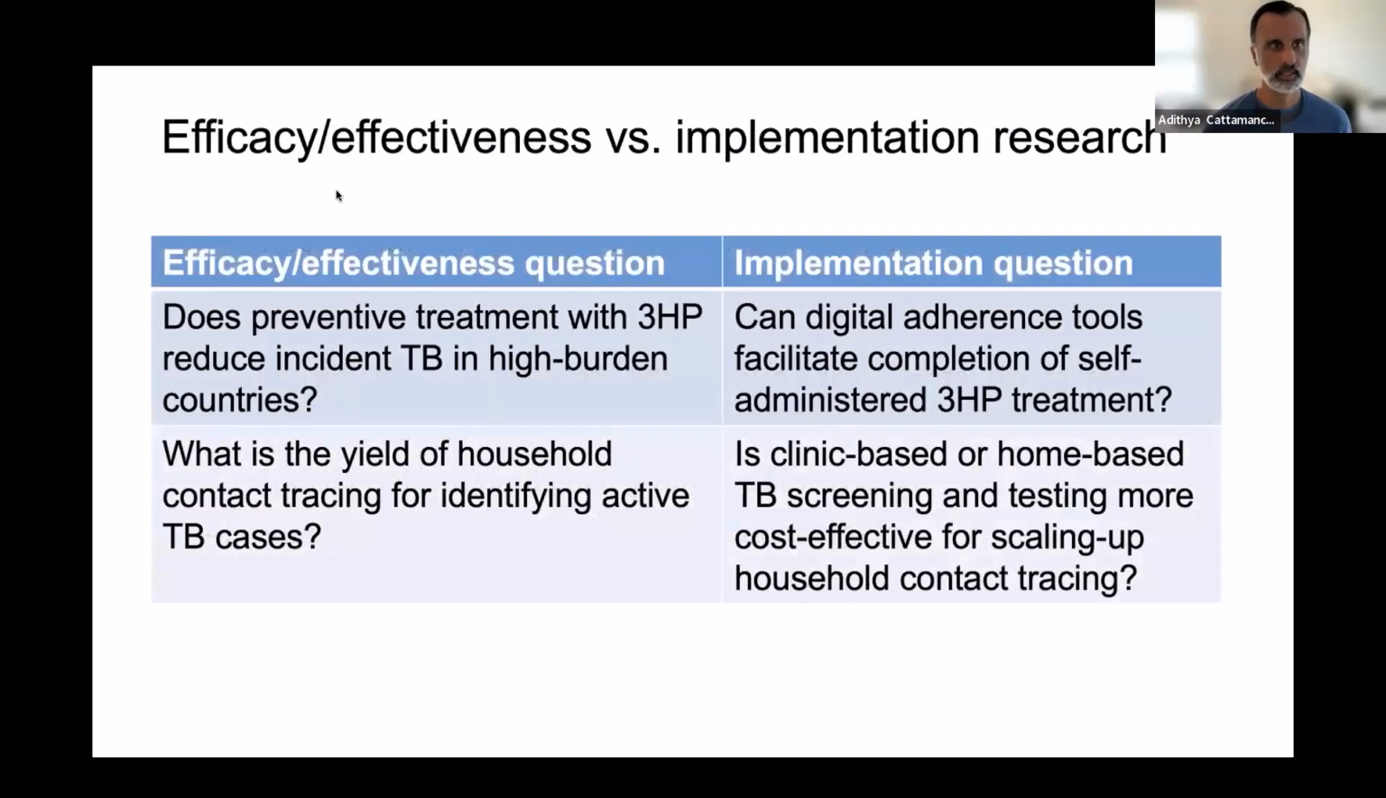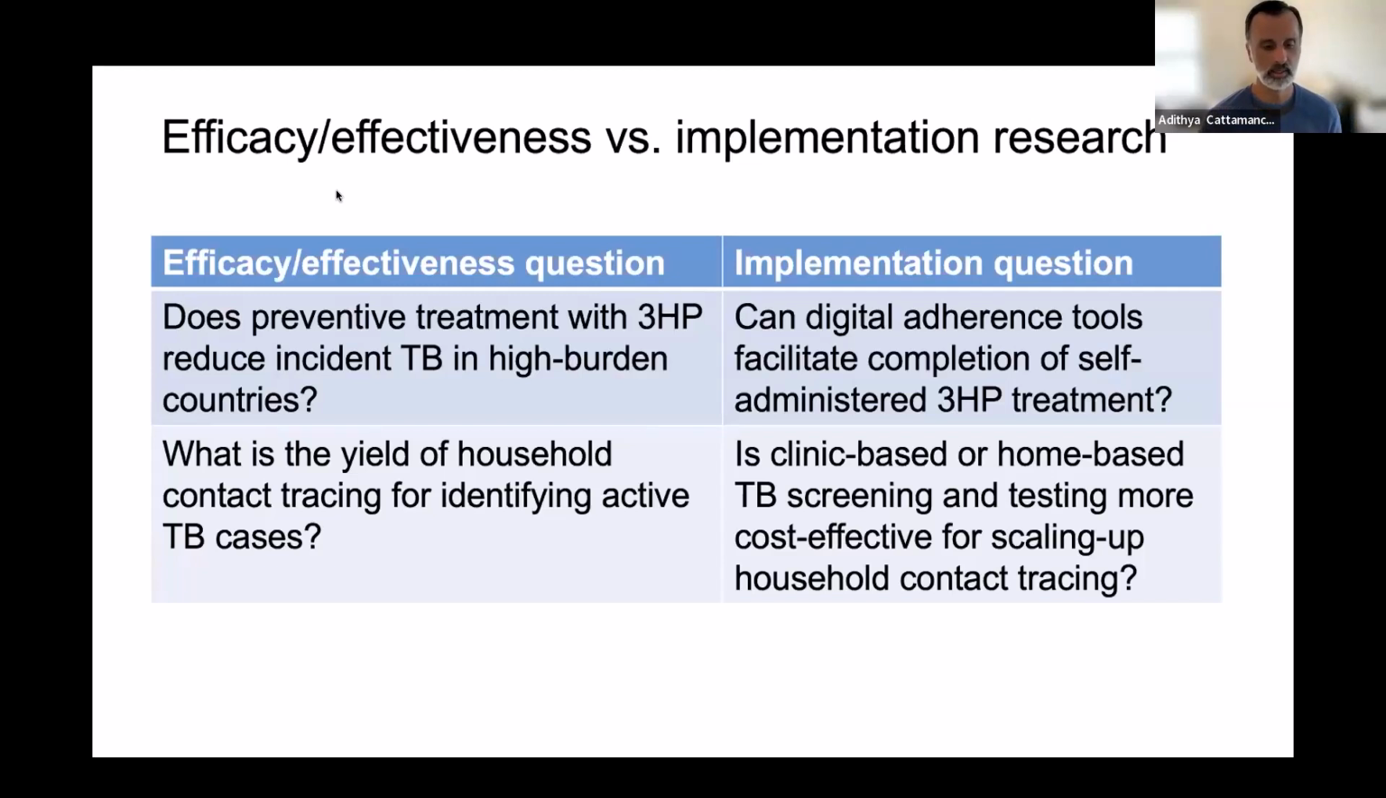So, getting to the end, I just wanted to highlight again the difference between efficacy, effectiveness, and implementation research by highlighting the types of questions that might be asked, right? An efficacy or an effectiveness question might ask, does preventive treatment with 3HP reduce incident TB in high burden settings? So this is like the PREVENT TB trial that was published in the New England Journal, proving the efficacy of 3HP relative to the routine daily isoniazid regimen for TB preventive therapy.